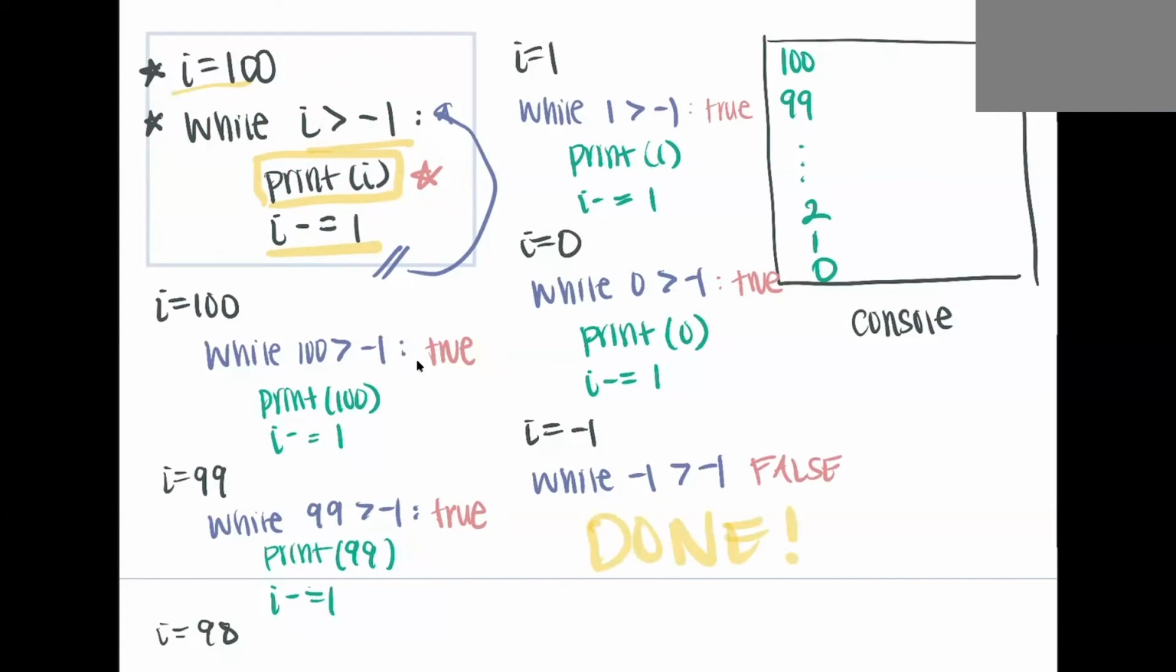So this would work if you had decided to do greater than or equal to 0 instead. Greater than or equal to 0, this would also work. You would end up with the same results pretty much. Just that your condition would be different, but it works the same.